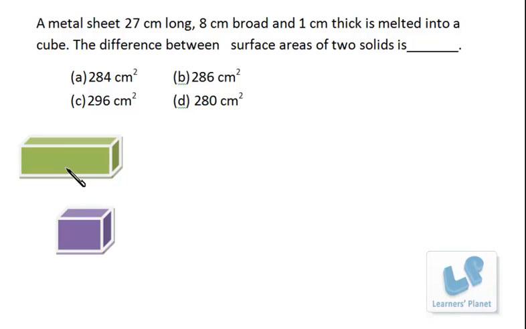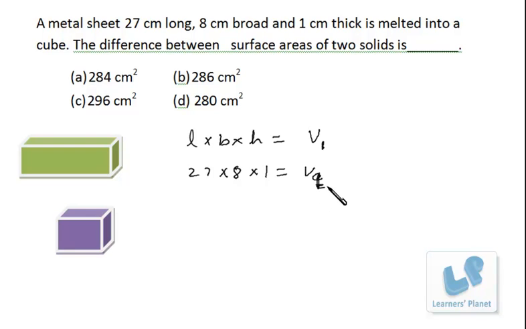That means we have to assume that the volume will be the same while we are converting this metal sheet into this cubical shape. Now suppose this is the metal sheet. If this is length, this is breadth, and this is maybe height, or we can say thickness. Now what is the volume of a cuboid? That is L into B into H. Volume of cuboid, right? So it's 27 into 8 into 1.